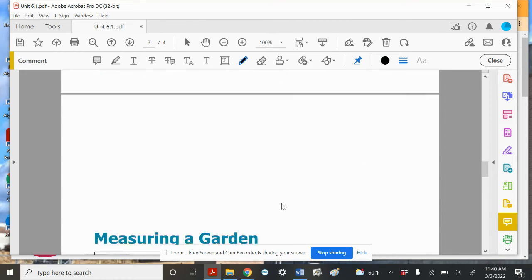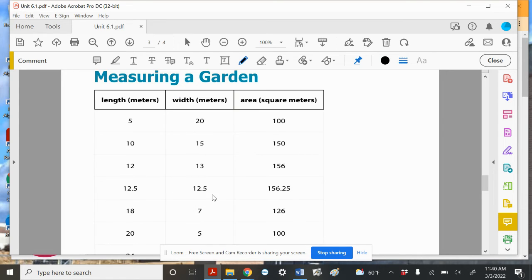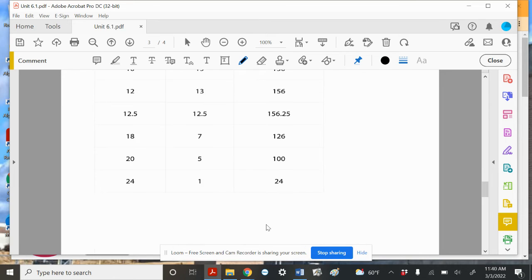So that's helpful. You'll notice in the table here, 5 times 20 is 100, 10 times 15 is 150, 12 times 13 is 156, 12 and a half, 12 and a half, 156.25. If I continue to go, you notice that my numbers start dropping. So right here is my maximum value.